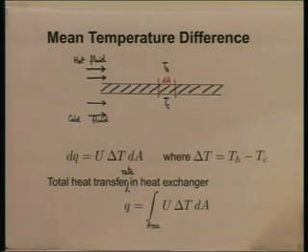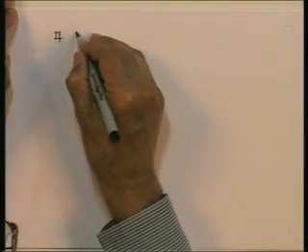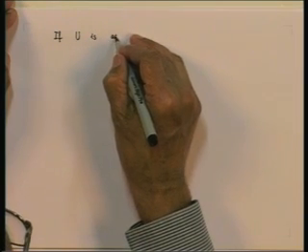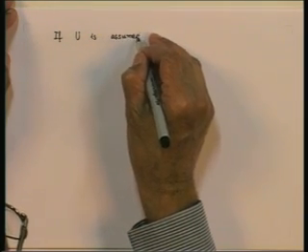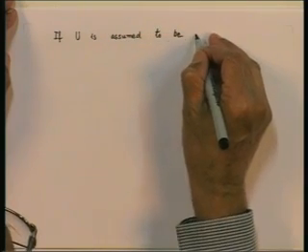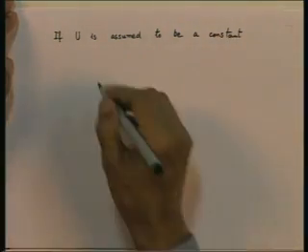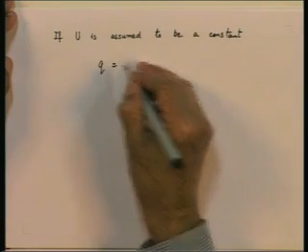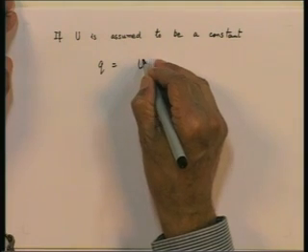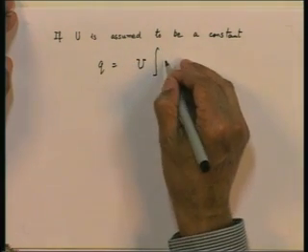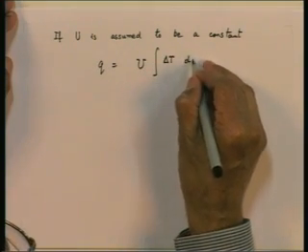Now, if I assume that the overall heat transfer coefficient U is a constant, not varying over the surface of the heat exchanger, some constant value, then the expression for Q simplifies to Q equal to U, which can be taken outside the integral, times delta T integrated over the area A.